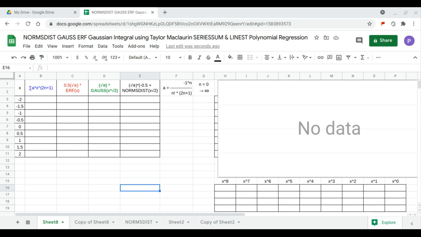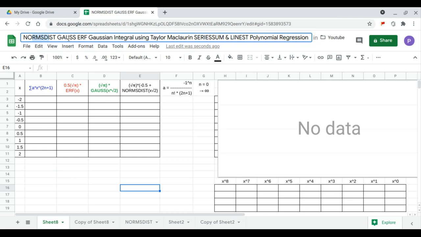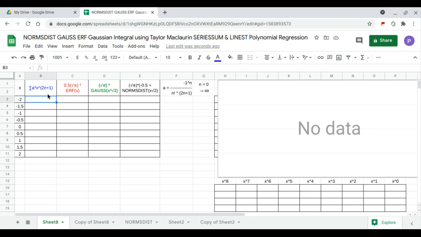In this video, we will show the relationship of the NORMSDIST function, Gauss function, and ERF function in relation to the Gaussian integral. Begin with the Gaussian integral, which is the summation of a times x to the power 2n plus 1, where the value of a is negative 1 to the power n over n factorial times 2n plus 1. And the value of n is from 0 to infinity.